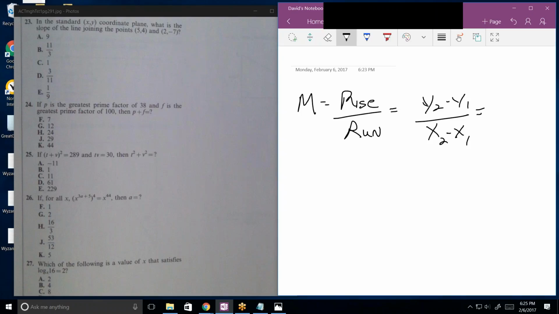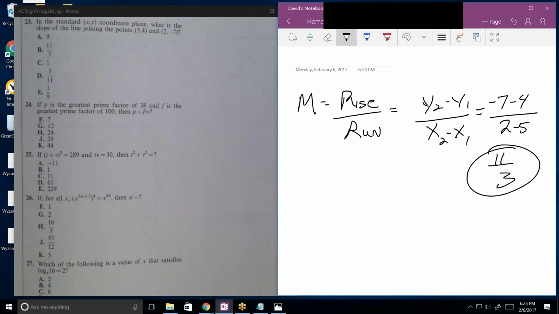So for this problem, what's y sub 2? Negative 7 minus 4 equals negative 11 over 2 minus 5 equals negative 3. So it'd be 11 thirds? Okay, that's B.